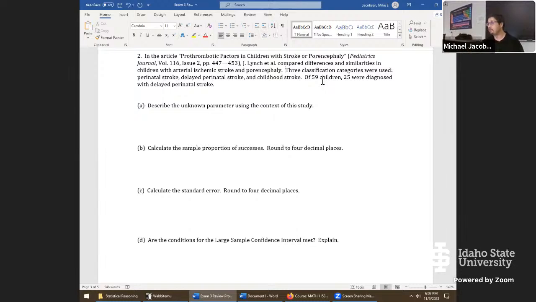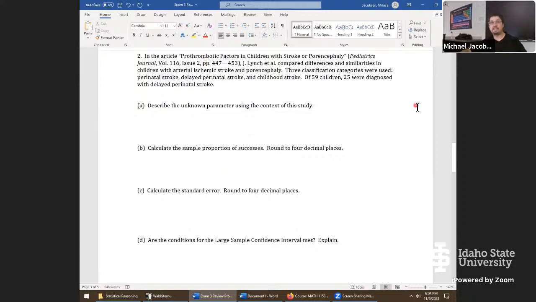They tell us next, there's 3 classification categories that were used. There was perinatal stroke, delayed perinatal stroke, and childhood stroke. Then they go on to give us numbers saying of 59 children, 25 were diagnosed with delayed perinatal stroke. So that's the whole problem. It's asking us to describe a parameter, calculate the sample proportion of successes. So here we're just doing a confidence interval about these data.